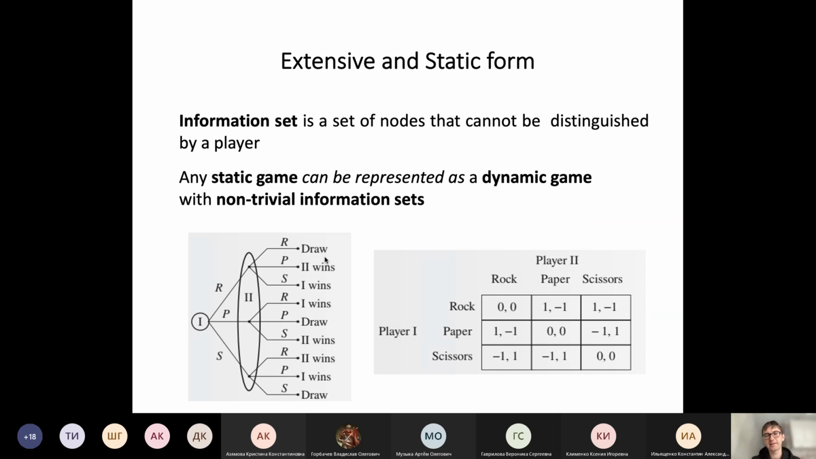I think at the very end of the last lecture, you had a question about it, and I promised that it'll become more clear later. So this is basically the story. Here we have the rock, paper, scissors game. Of course, it's familiar to all of you, and it's a static game because the very point of it is that I don't know what you are going to show, because if I can see that you are showing me scissors, I should throw rock and I will win for sure.